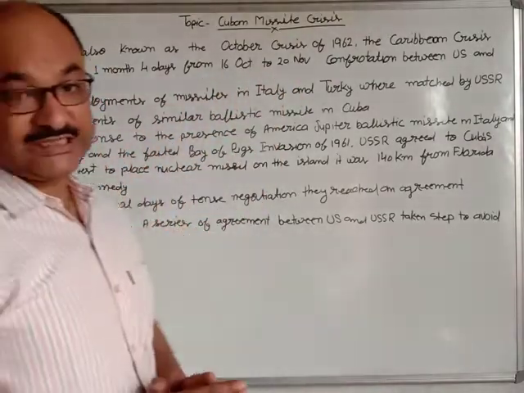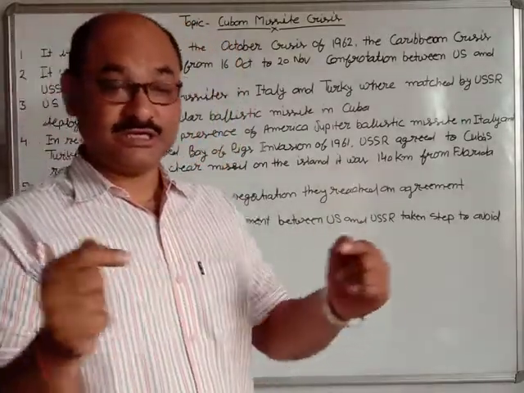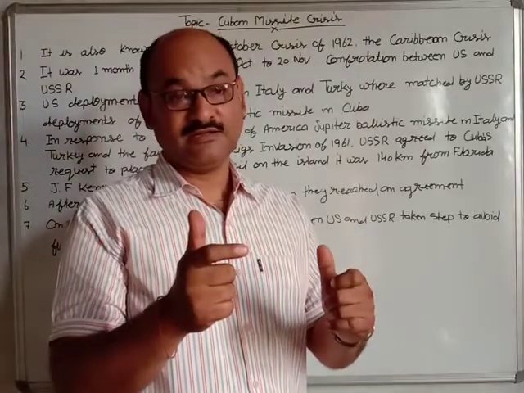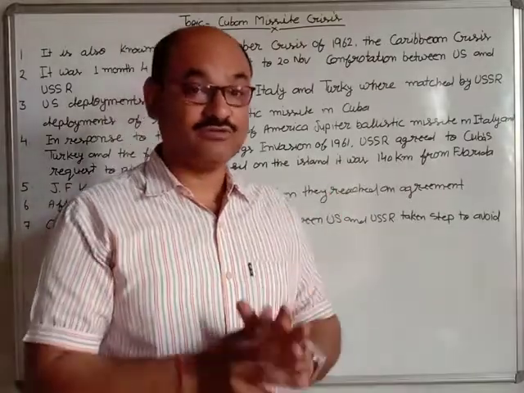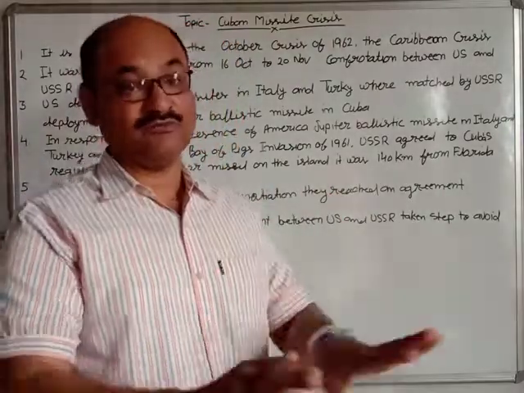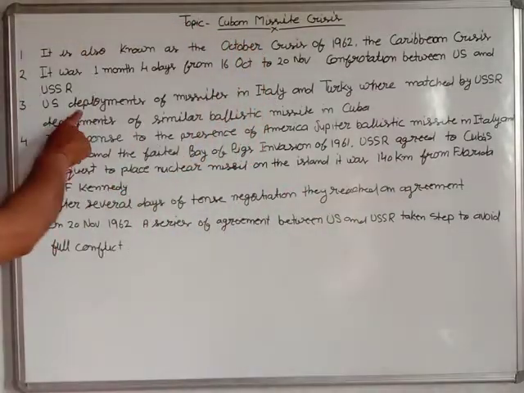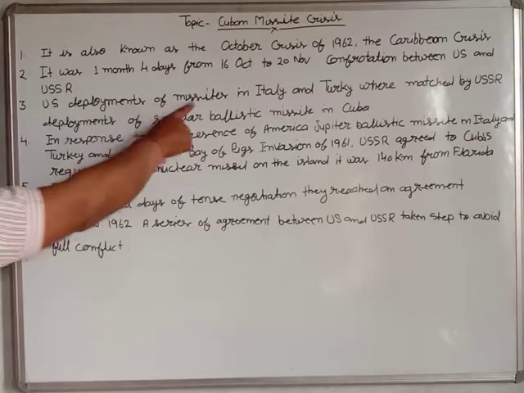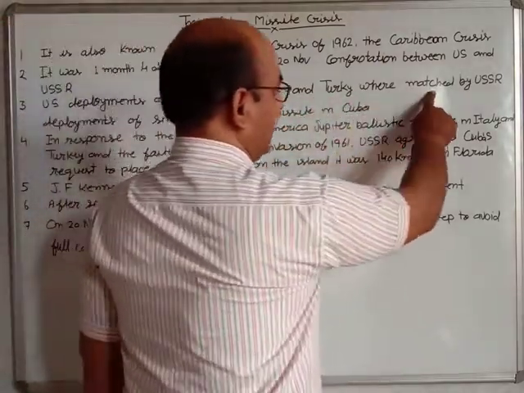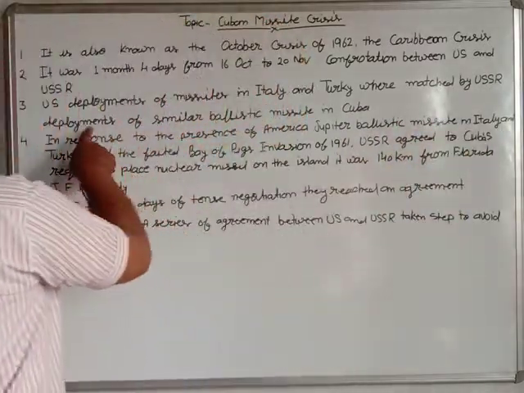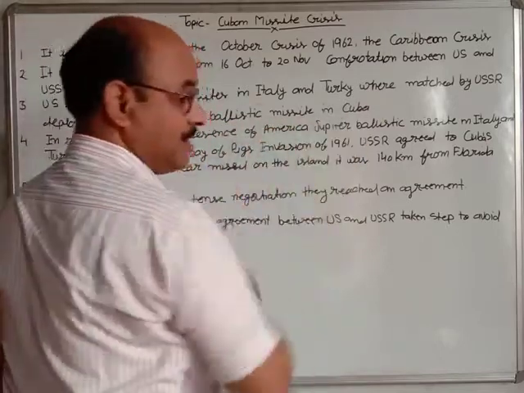Every country in the world was worried. The reason: if the leading countries of both blocs started any war, it could change into a nuclear war, and the use of nuclear weapons could destroy humanity. What happened? US deployments of missiles in Italy and Turkey were matched by USSR deployments of similar ballistic missiles in Cuba.